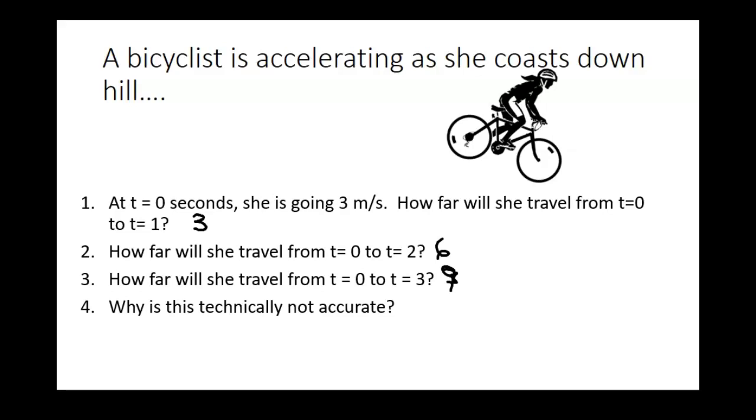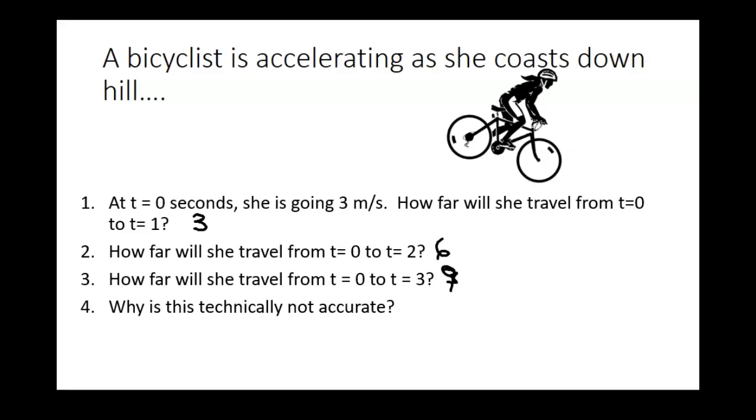Why is this technically not accurate? Because we haven't accounted for that she's going down. Really, her speed is increasing. Her speed is getting more and more over time. So she's not really going 3 meters per second over time. That's just how fast she's going at t equals 0. But by the time she gets to t equals 1, she's going faster, and by the time she gets to t equals 2, she's going even faster, and so on.